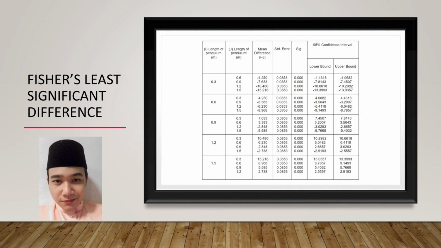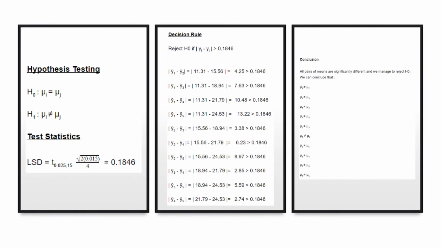Fisher's least significant difference. This is our Fisher's least significant difference table. The hypothesis testing for Fisher's least significant difference are H0, mu I equal to mu j, and H1, mu I not equal to mu j. For the test statistic, the LSD value that we got is 0.1846. All values that we got in the decision rule are greater than 0.1846. Finally, for the conclusion, we conclude that all pairs of means are significantly different and we managed to reject H0.